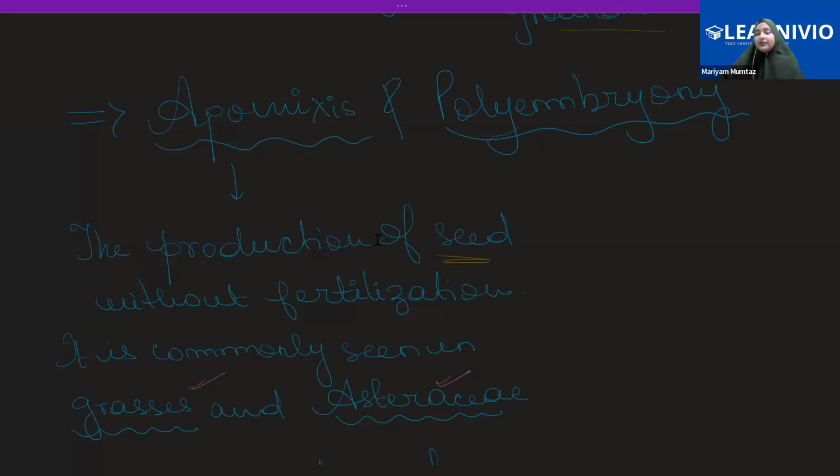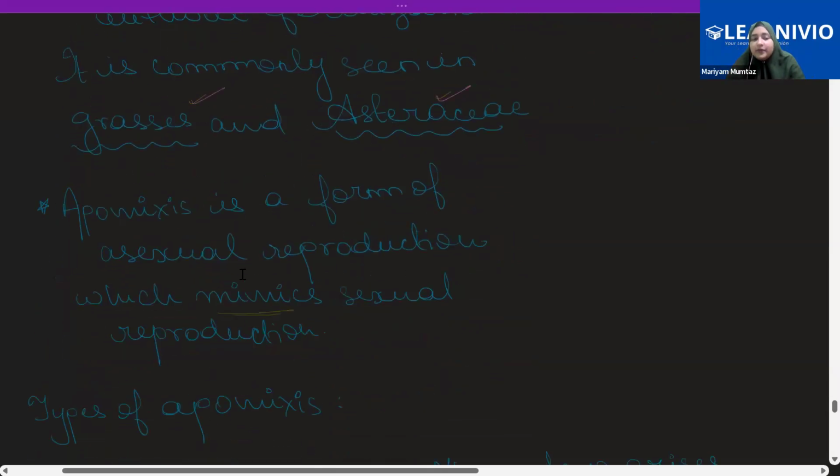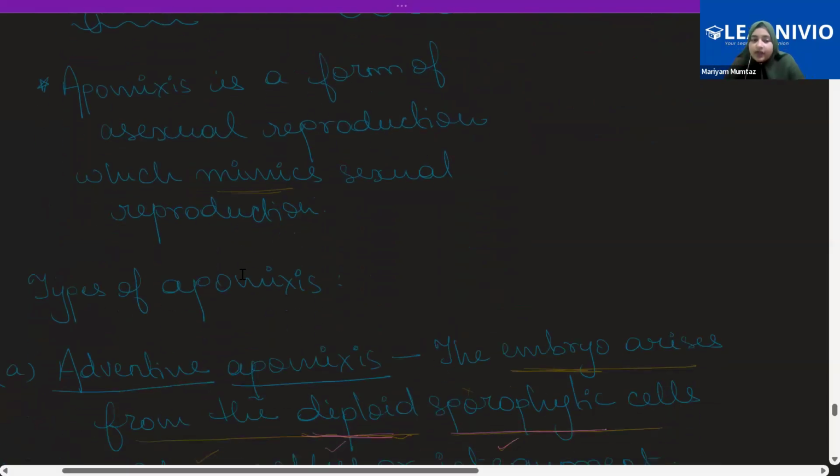There, in parthenocarpy, the fruit was being produced without fertilization, and here, the seed is going to be produced without fertilization. And this is commonly seen in grasses and the Asteraceae family. Now, apomixis is a form of asexual reproduction that sort of mimics sexual reproduction in terms of the product, but definitely not in terms of the process.